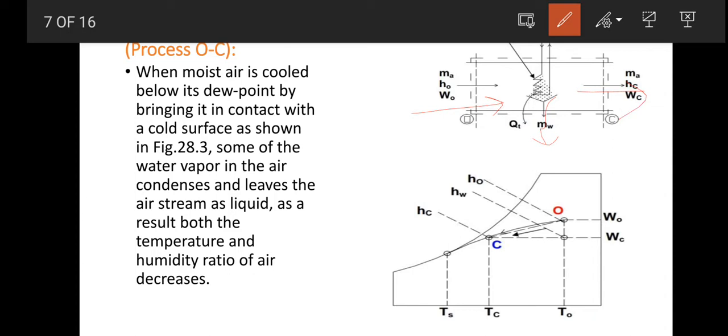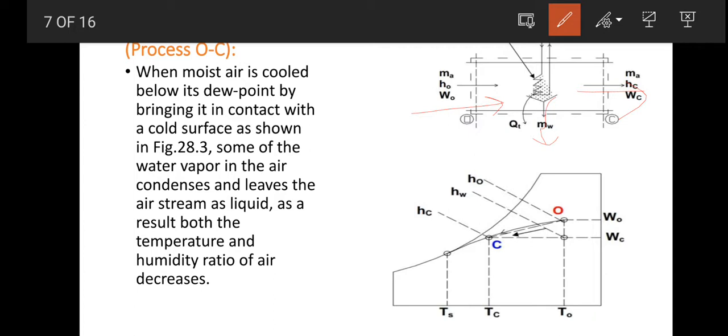Here Ma is the mass flow rate of air, Ho is the enthalpy of the inlet air, and Wo is the specific humidity of the air at inlet. Then at the cooling coil exit, Ma is again the mass flow rate, because it is the same, there is no change. Hc is the enthalpy of the air leaving the cooling coil, and Wc is the specific humidity at the corresponding point. The same procedure takes place on the psychrometric chart.